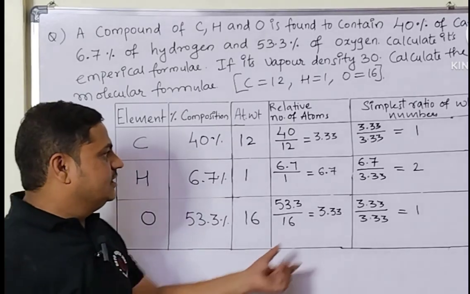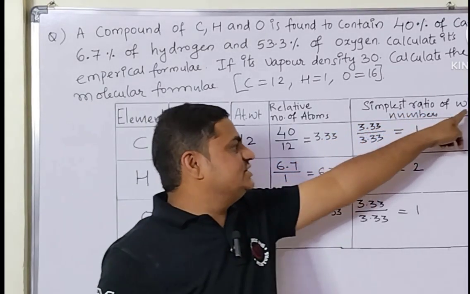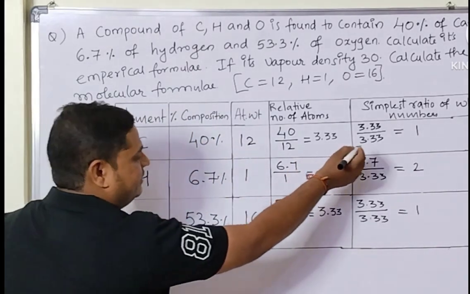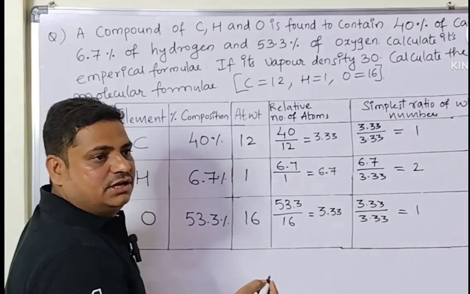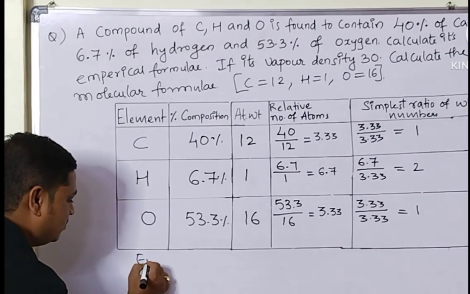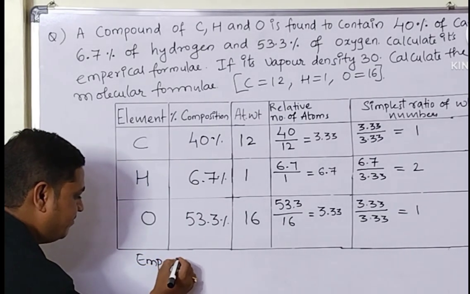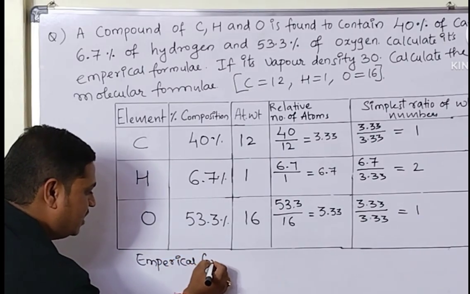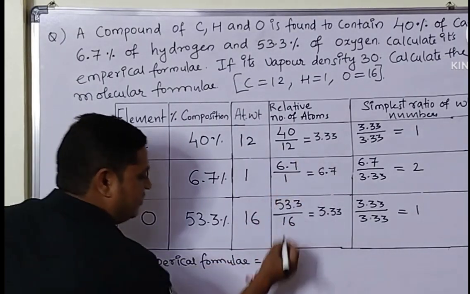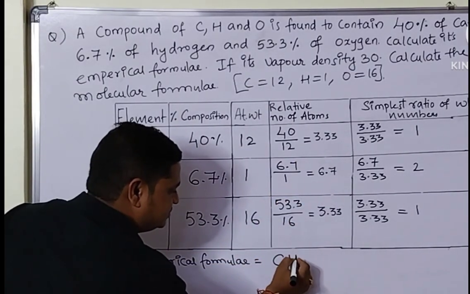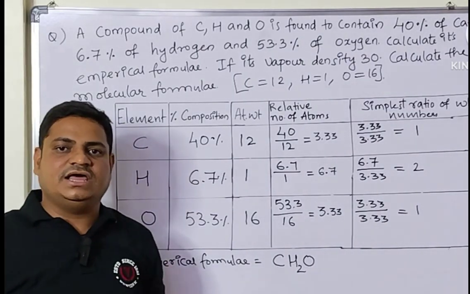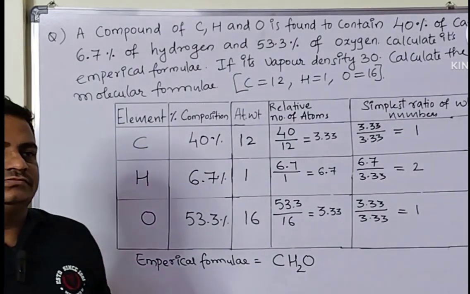Okay, see here, now we got the simple ratio of whole numbers, right? With respect to carbon, what is the empirical formula we can write? The number of carbon atoms is 1, hydrogen is 2, and oxygen is 1. So this is your empirical formula.